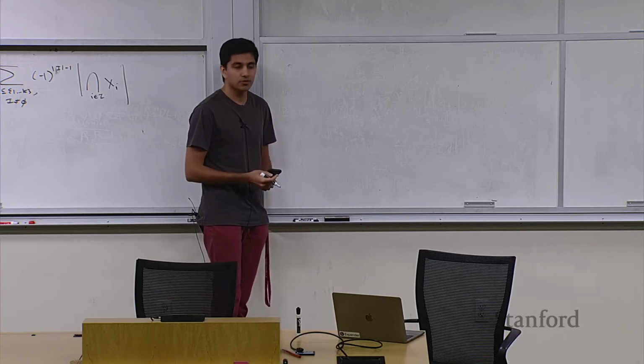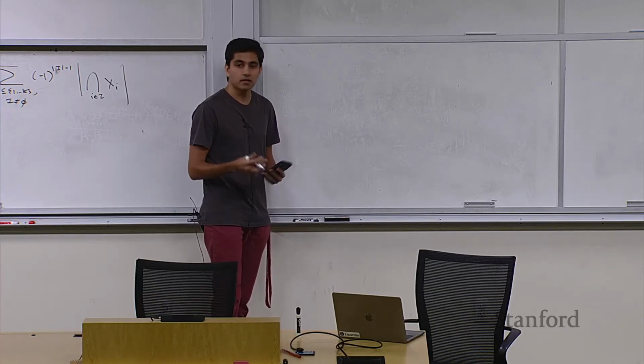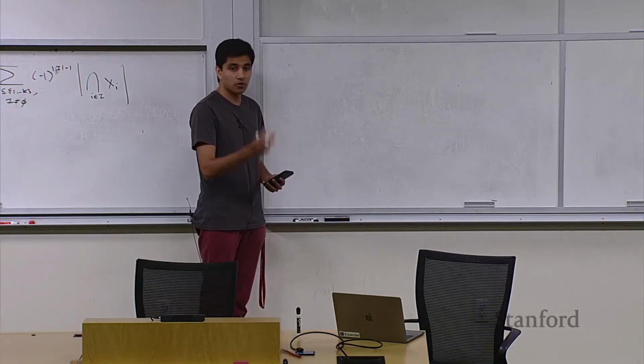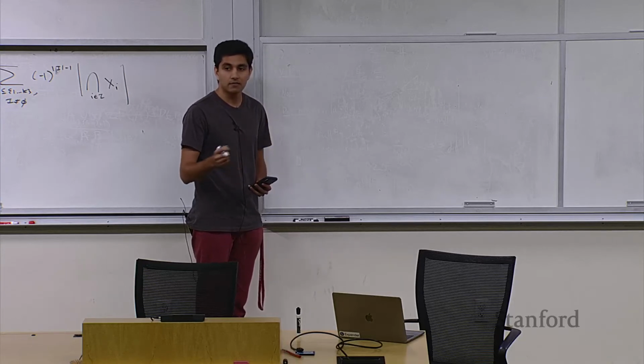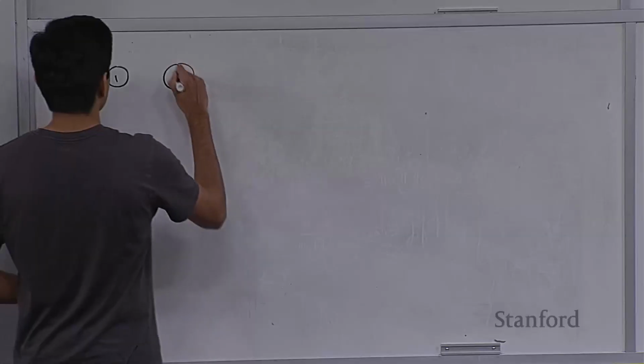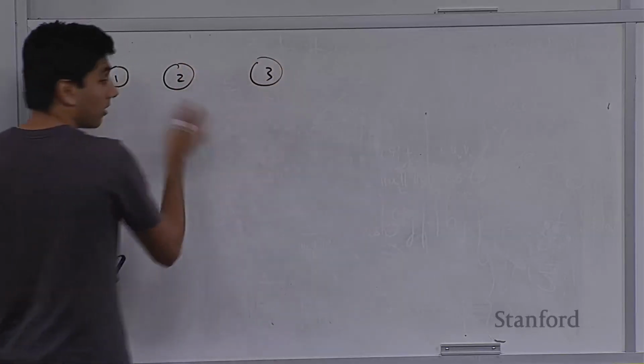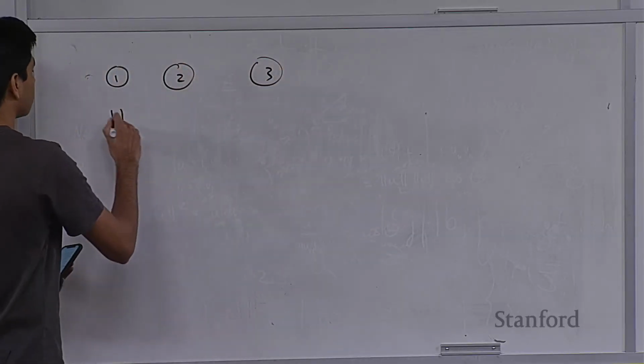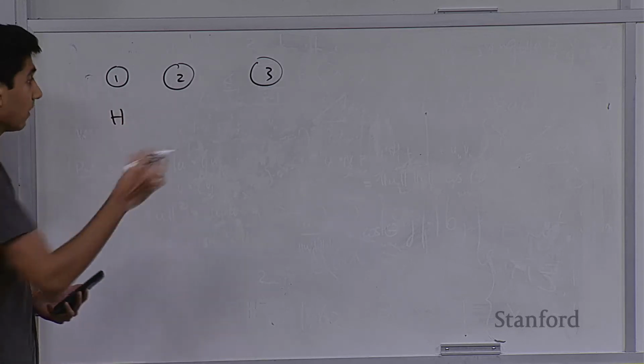But then let's say I told you that the first coin already landed heads. And the question is, what's the probability that all of our coins are heads, conditioned on the fact that the first coin is already heads? Let's say we have coin 1, coin 2, and coin 3. And I'm already giving you the information that coin 1 is heads. Now what's the probability that all of our coins are heads?